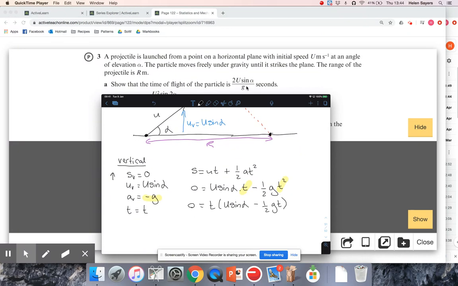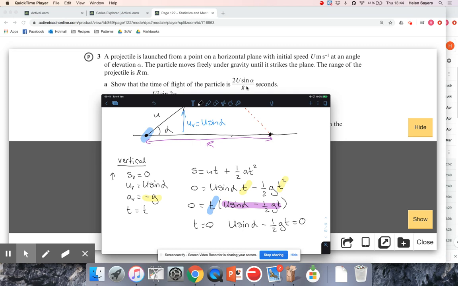Okay, so there are two solutions there. There's either t is 0, which we said it would be. So t is 0 is that point there. When it first gets projected, its vertical displacement is 0. Or there's the solution in these brackets, which is U sine alpha minus ½gt is 0.